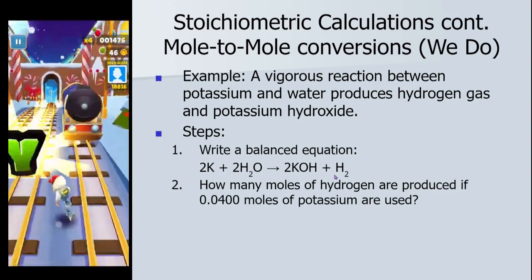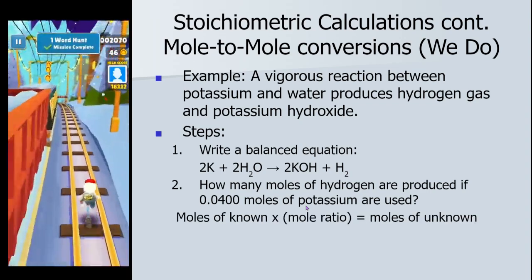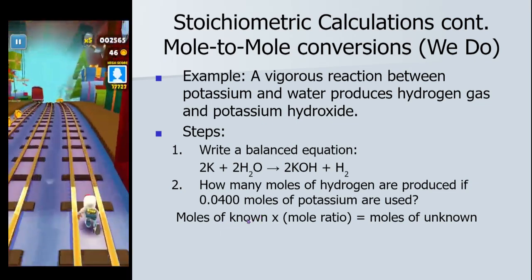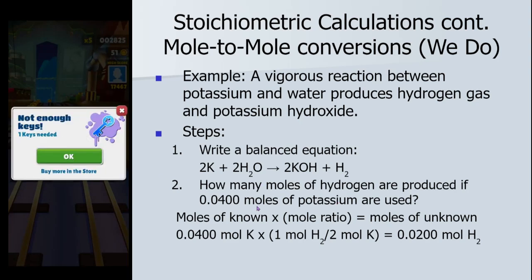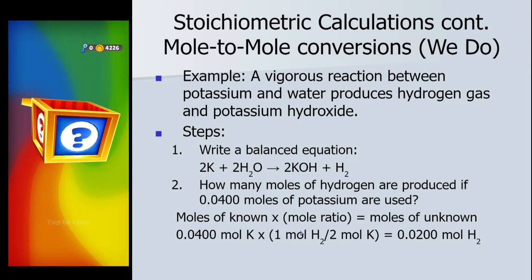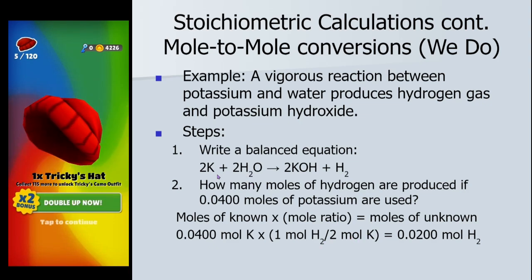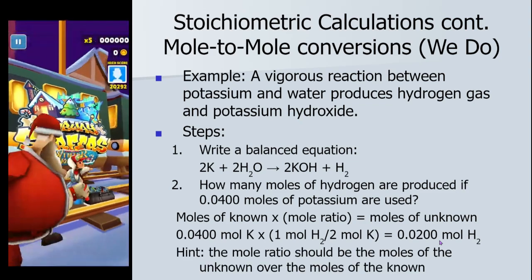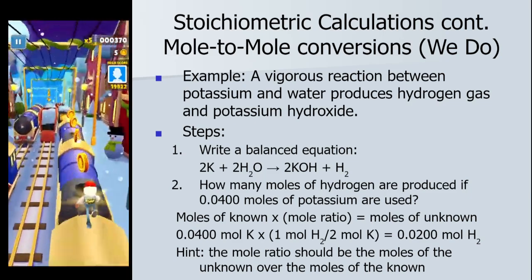Next, we'll be asked to find how many moles of hydrogen are produced if 0.04 moles of potassium are used. Now, to set up questions like this, we will start with our moles known multiplied by the mole ratio. Plugging in what we already know, we have 0.04 moles, which is given to us, multiplied by the mole ratio of 1 mole H2 over 2 moles of potassium. This will get us 0.02 moles of H2. Also, it is important to remember that the mole ratio should be the moles of the unknown over the moles of the known.